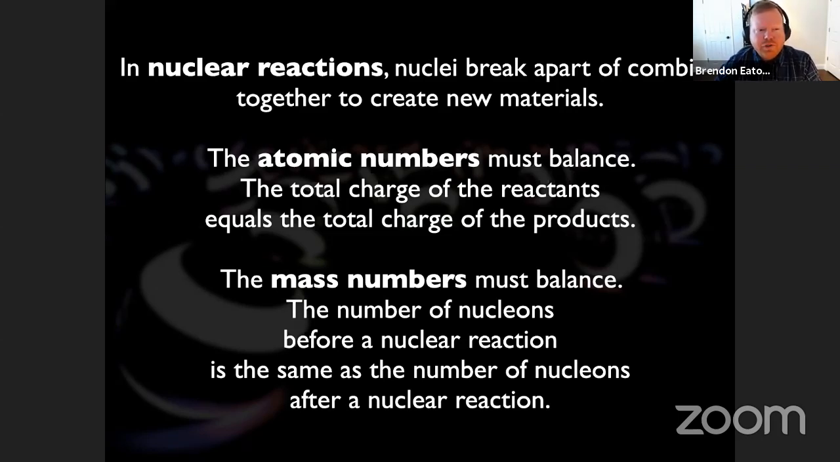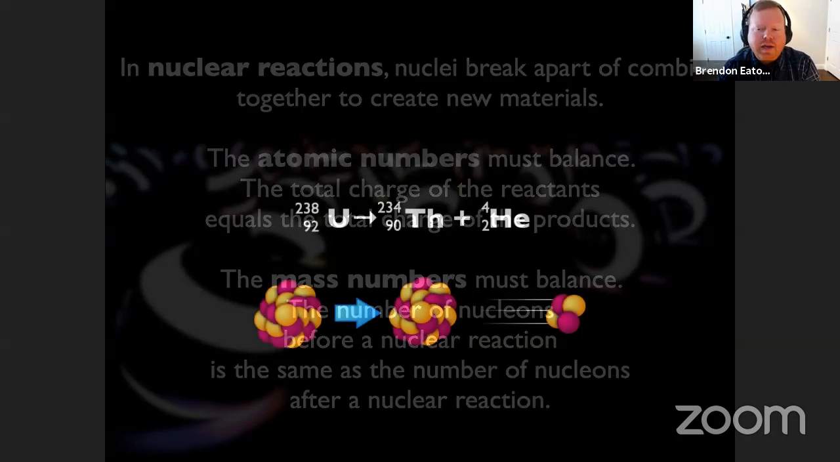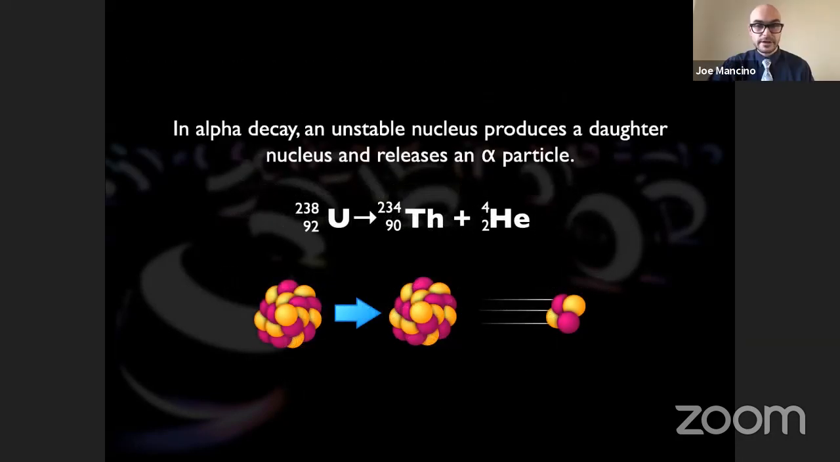So let's see our first type of nuclear reaction, which is an alpha decay. In alpha decay, an unstable nucleus produces what's called a daughter nucleus, and it releases an alpha particle. So this is alpha decay. Notice the total nucleon number adds up, the mass adds up. There are 238 nucleons before the reaction and a total of 238 nucleons after the reaction. The total charge adds up. There are a charge of positive 92 before the reaction and a charge of positive 92 after the reaction.